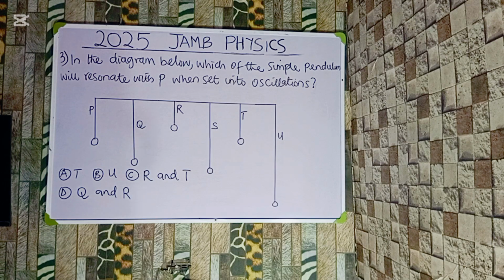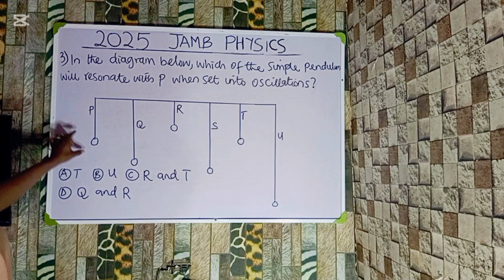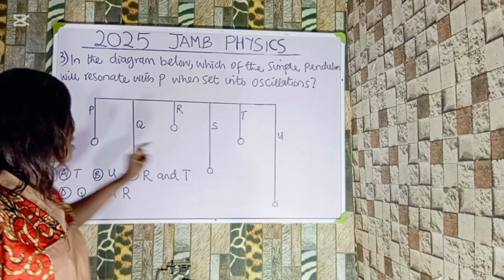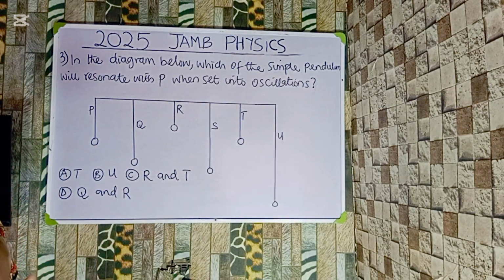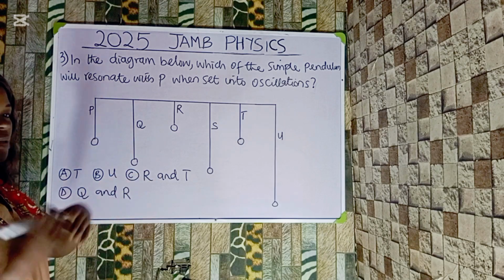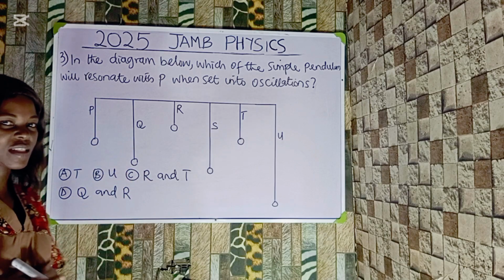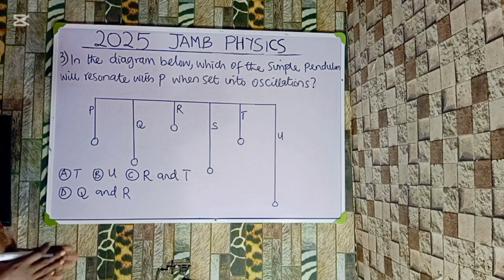Now, this question is under mechanical resonance. In mechanical resonance, the pendulums that resonate with each other, or oscillate together, are the ones that are of the same length. Looking at pendulum P, the one that has the same height as it is pendulum T. So the two of them are going to resonate at the same time when set into oscillation. The others are going to oscillate differently from this. The one that has the same length as the pendulum we are considering is the one that will resonate with it.